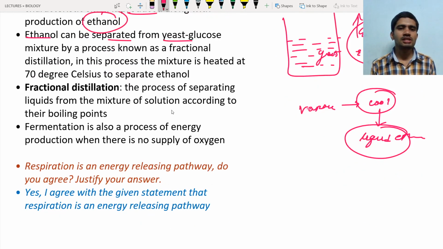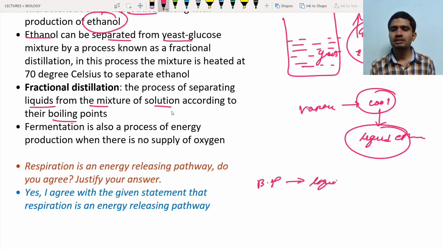And next is fractional distillation. Fractional distillation is a process of separating liquids from a mixture of the solution according to their boiling point. First of all we have to understand what is meant by boiling point. Boiling point means the condition in which liquid and vapor, or gas, exist together.